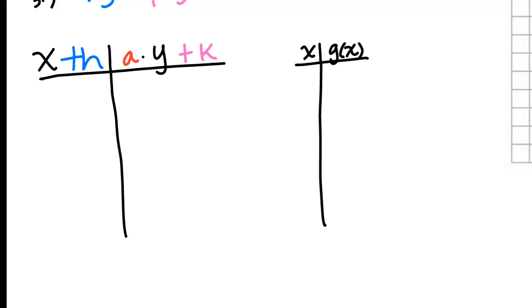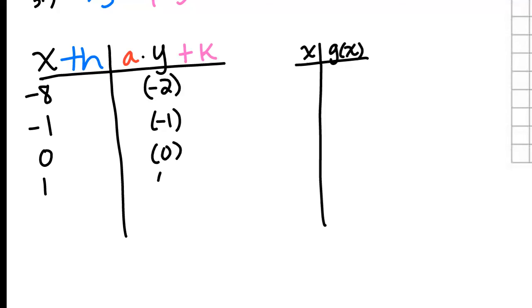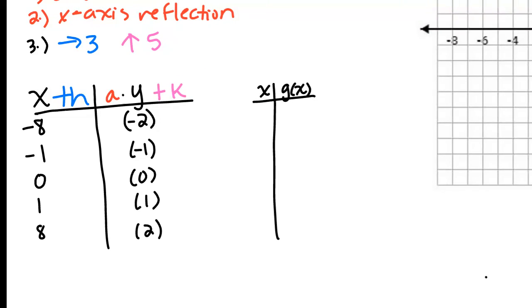Okay? So mathematically, this is how you're going to do it. You're going to take your 5 key points. You're going to put them under the x and the y. So my 5 key points are -8, -2. But I'm going to put the y's in parentheses because I have to multiply by a. Then I get -1, -1, 0, 0, 1, 1, and 8, 2. Okay? Those are the 5 key points. You put them under the x and the y's.